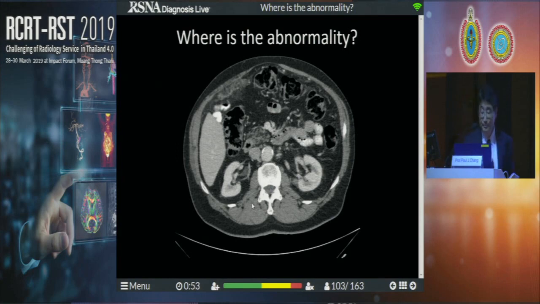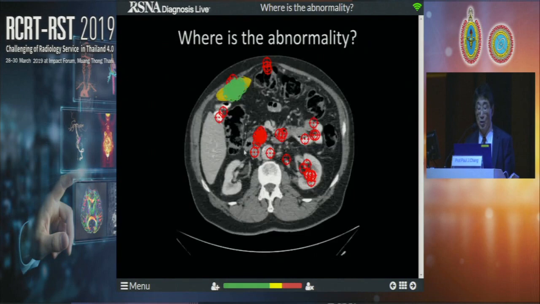Very good. I show this case because at home, my residents tend to miss this the most when they do their comprehensive survey for patients with cancer. This is pretty obvious, and you clearly do not miss this. You all saw this correctly. Well, some people thought a kidney was abnormal, but that's not true. But most of you got this correct.